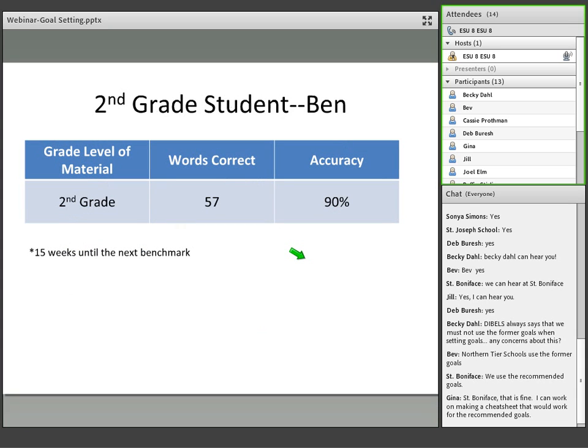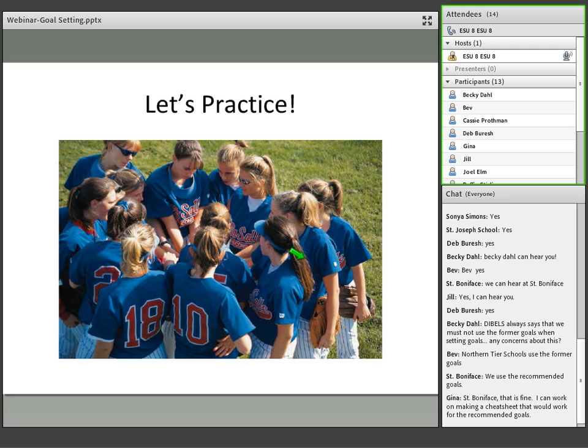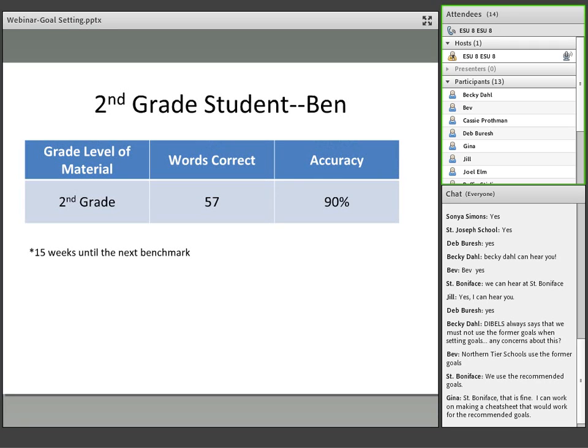Okay, so we're going to do some examples. As we go through the examples, you're going to want to have your DIBELS Next Goal Setting cheat sheet in front of you, and also your 15-week goal setting chart, because all of these are going to be based on a 15-week semester.